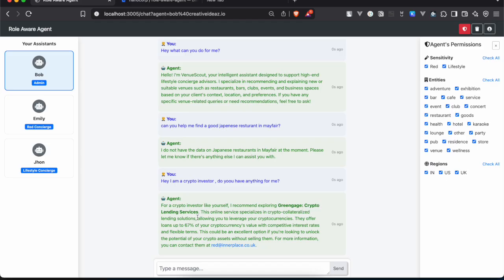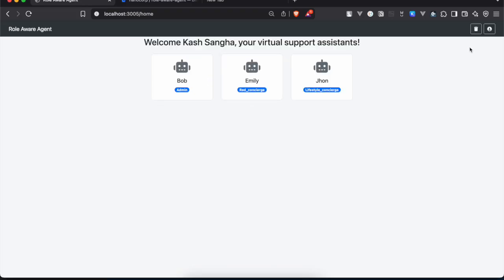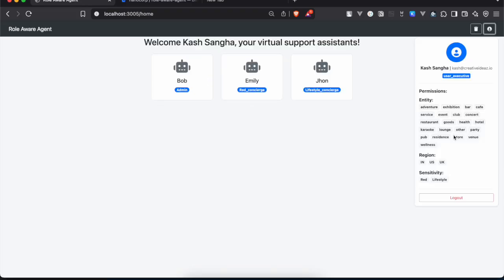So you saw that the user has less permission and the agent has more permission. That does not mean the agent is going to respond to every question the user asks. I'm going to try with another user. You can see Cash is a different user, an executive-level user, and he has access to all the data. He has access to entities, reasons, sensitivity, all sorts of data as a user.